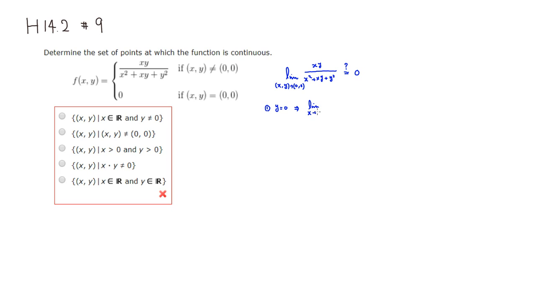Then x goes to 0. The numerator, x times 0, is 0, and that's 0, that's 0. So you just have x squared. You can see that this is just a limit of 0, which is 0.